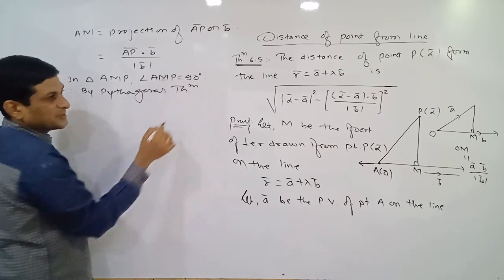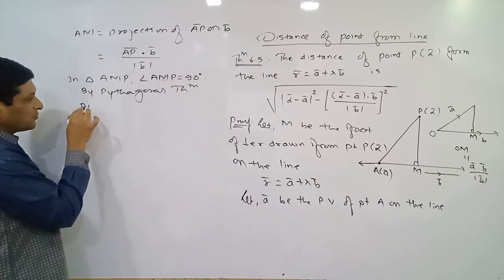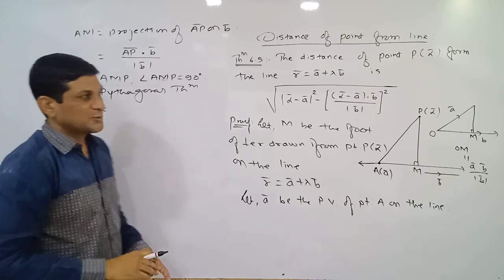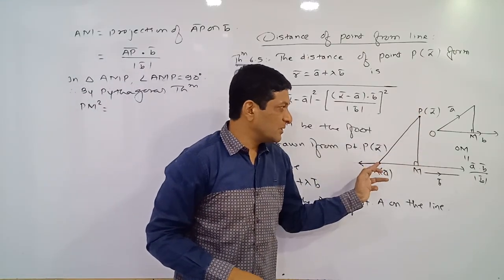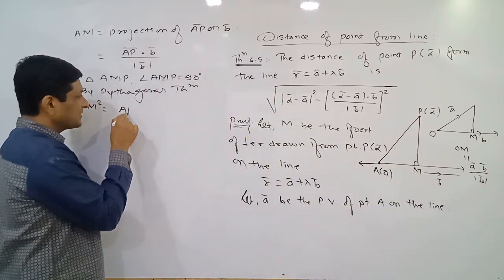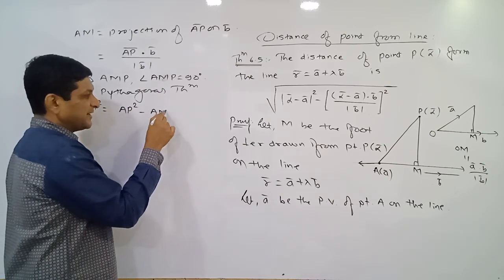So let us see what result we will get. Our interest is to find out PM square, because PM is nothing but the distance of a point from the line. So what we will get? PM square will be equal to AP square minus AM square.